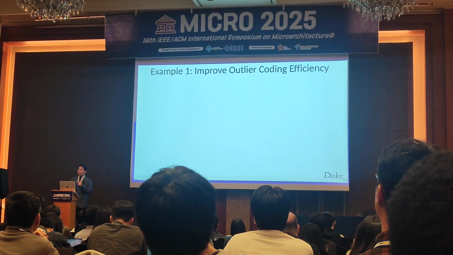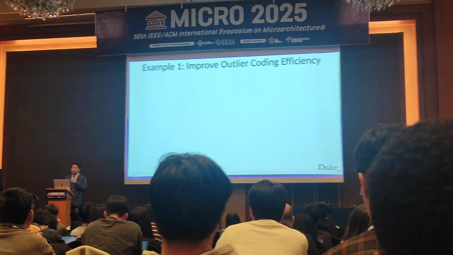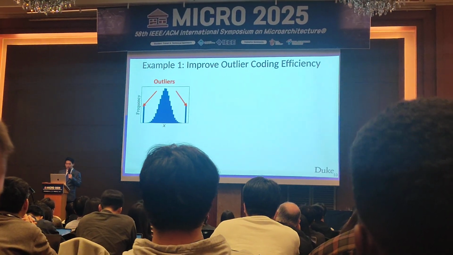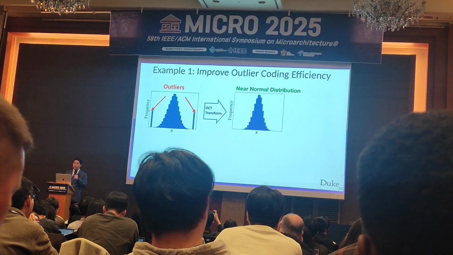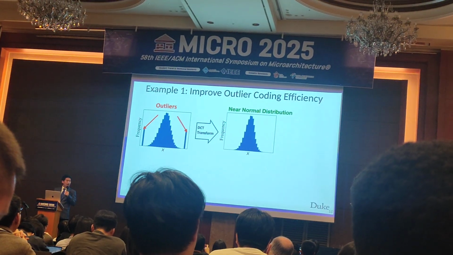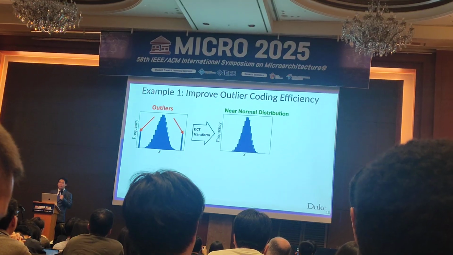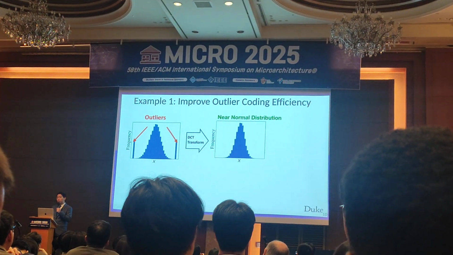So we showed an overview of how each stage contributes to the compressibility of tensors. Let me give you two more concrete examples. The first example is about why the DCT transform works. Let's look at the distribution of values in large language model workloads. Typically, as plenty of researchers have shown, this distribution resembles a normal curve centered at 0 with long-tail outliers on both sides.